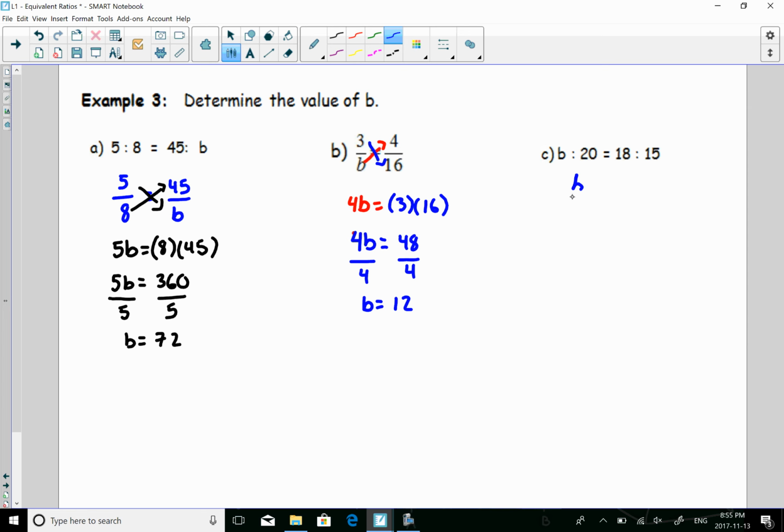So b over 20, again, write it as a fraction first, equals 18/15. b times 15 is 15b equals 20 times 18. 15b equals 360. Divide both sides by 15. And b equals 24.